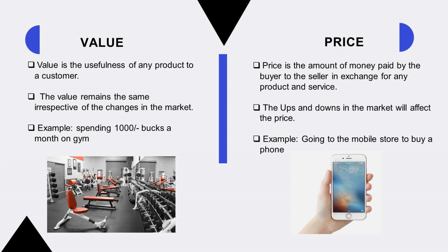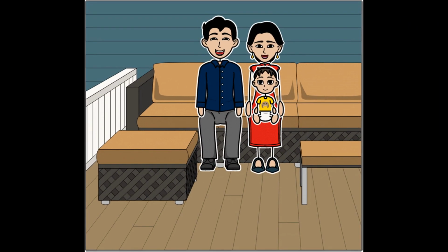Whereas, on the other hand, price is the amount of money paid by the buyer to the seller in exchange for any product and services. The amount charged by the seller for a product is known as its price, which includes cost and profit margin. For example, if you go to a mobile store and buy a phone for Rs 15,000, then it is the price of the product.